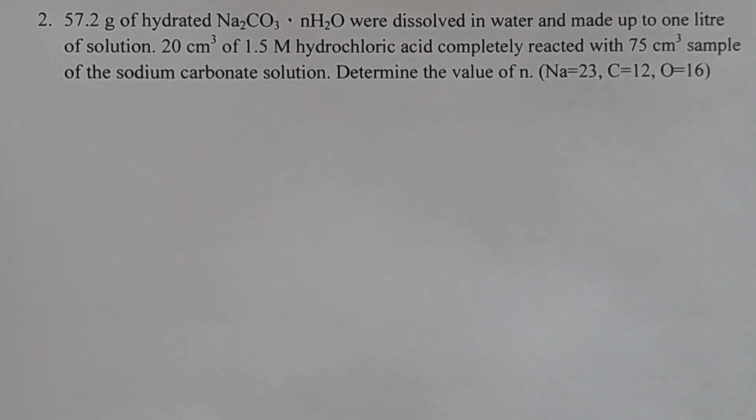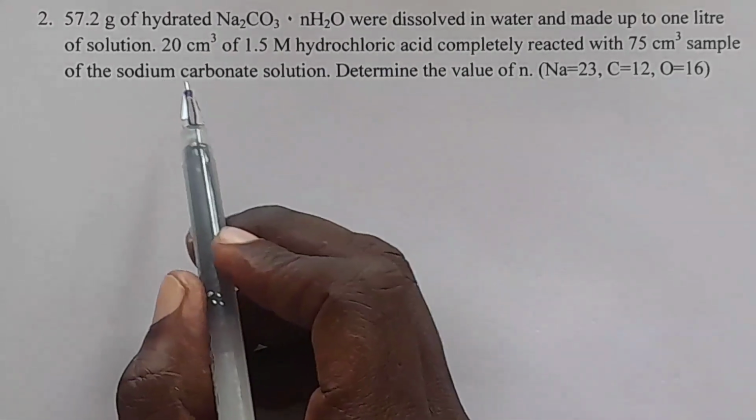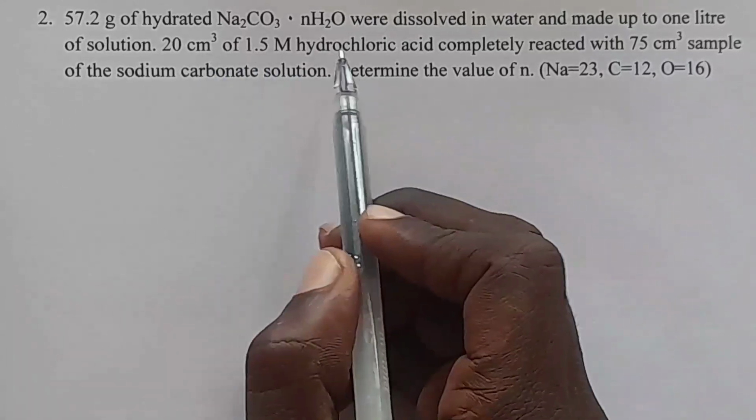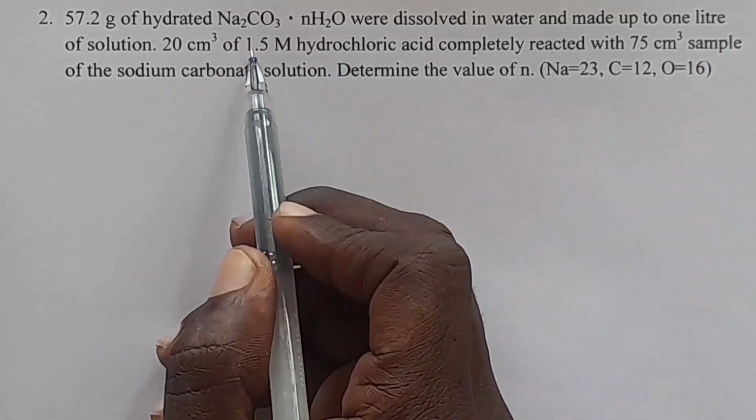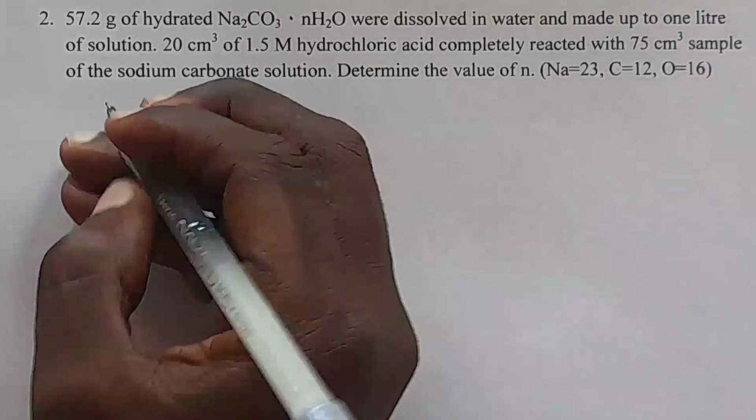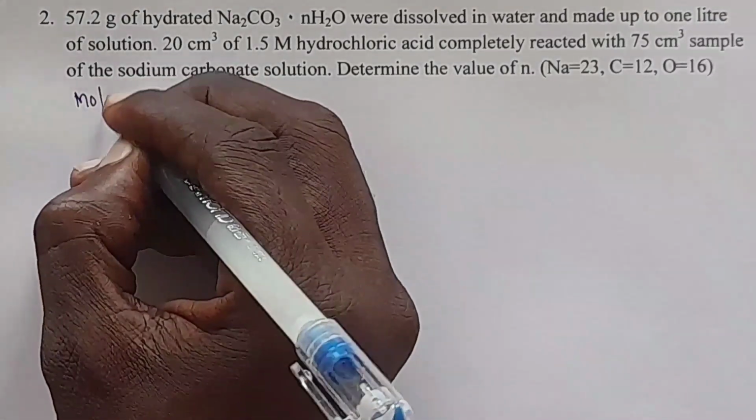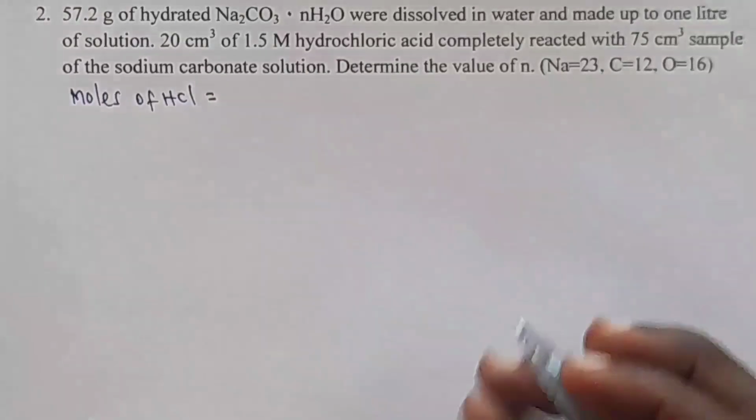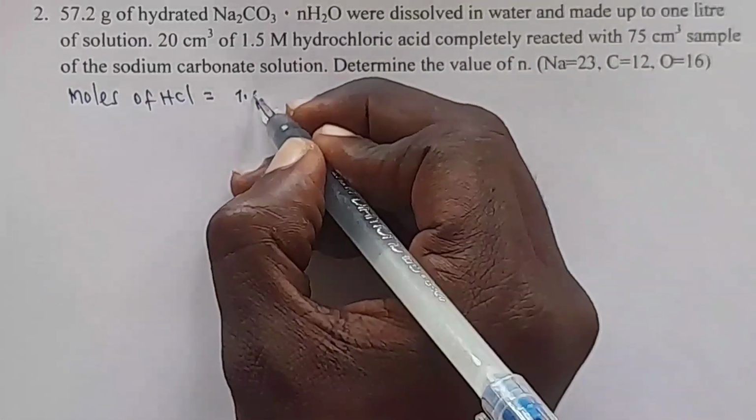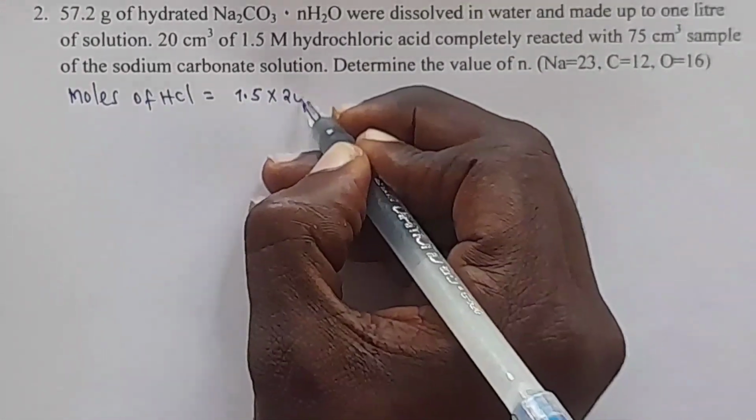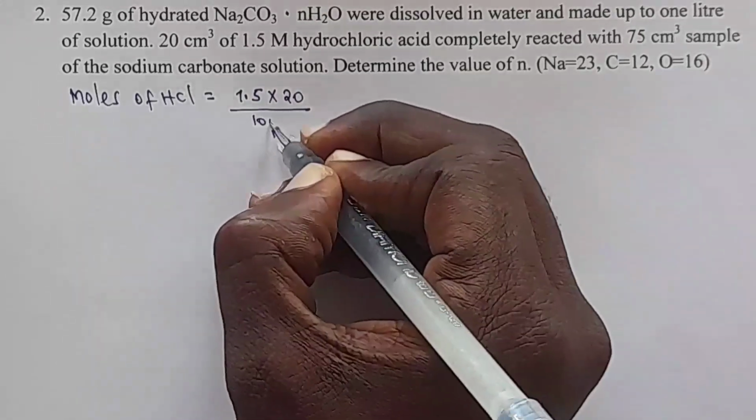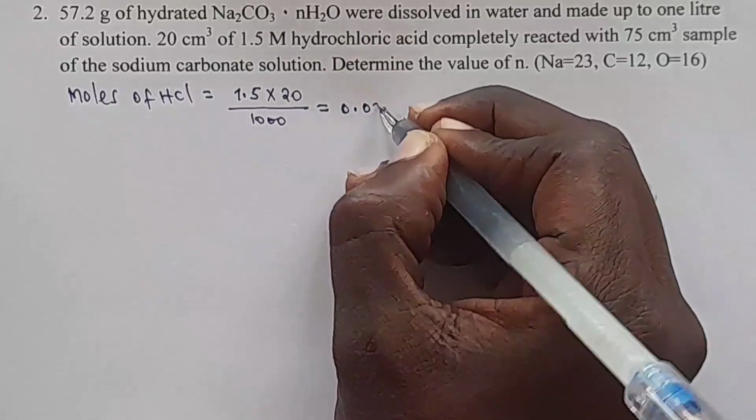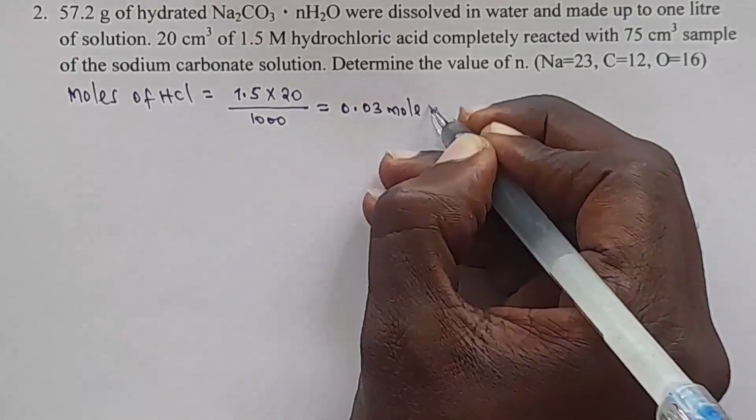So first of all, we start by looking at the number of moles of the standard solution, which is the hydrochloric acid, because here we are told 20 centimeter cube of 1.5 molar hydrochloric acid. So we start by looking at moles of hydrochloric acid. Moles is given by molarity, which is 1.5, multiplied by volume, which is 20, divided by 1000. So here we are going to get 0.03 moles of hydrochloric acid.